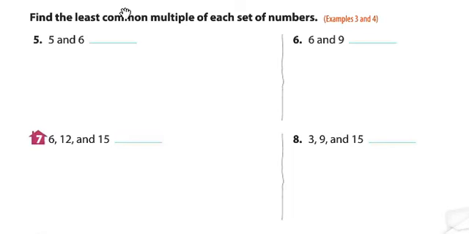Alright guys, as you can see, when we're finding our least common multiple of each of the numbers, we're going to look at our two numbers. So let's look at number 5 here. With number 5, we know our multiples of 5 are 5, 10, 15, 20, 25, and 30.